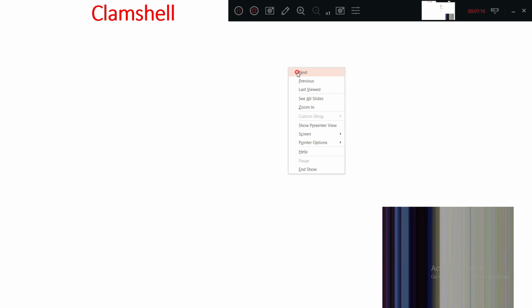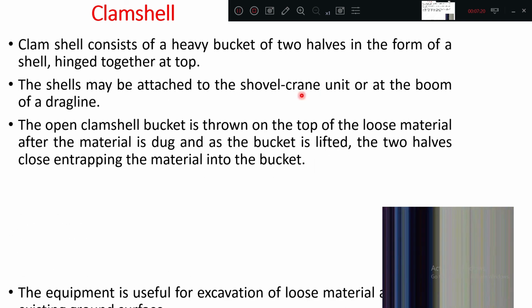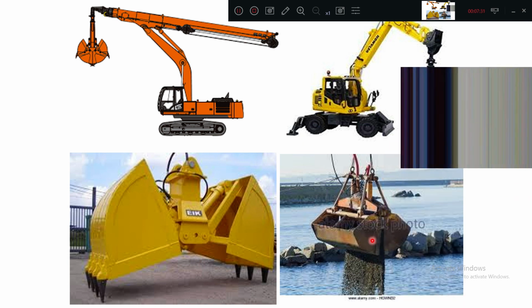What do you mean by this clamshell? Can you see this diagram? Clamshell means, see this type of diagram. This is called a clamshell. It is generally used to get the sand or materials underwater. These two act as clamps and shell type of a thing.